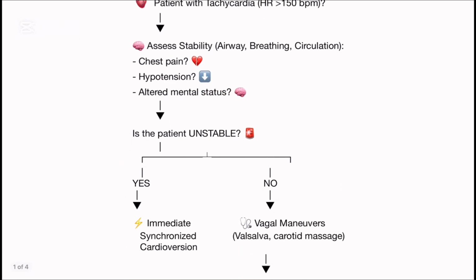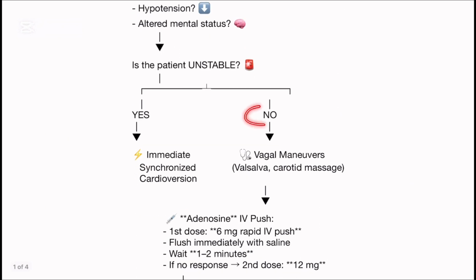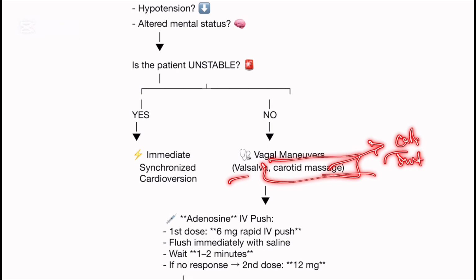If the patient is unstable, then we should give immediate synchronized cardioversion. But if the patient is stable, then we can go for vagal maneuvers like Valsalva and carotid massage. But before carotid massage and Valsalva, we should check for carotid bruit. If there is the presence of carotid bruit, then we should not do this maneuver.